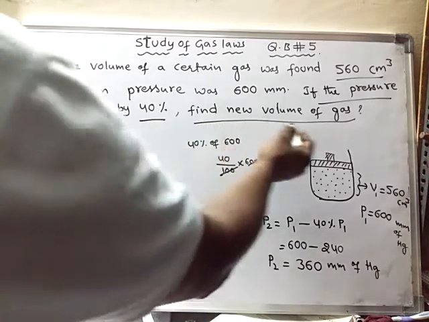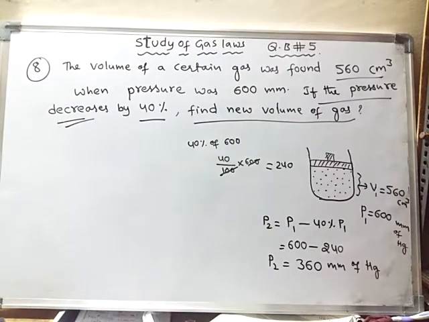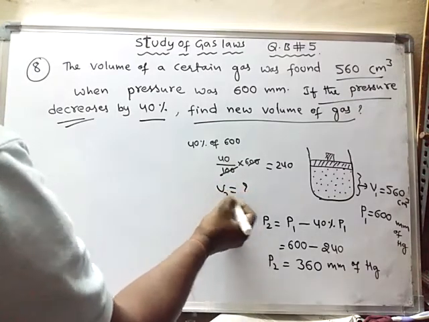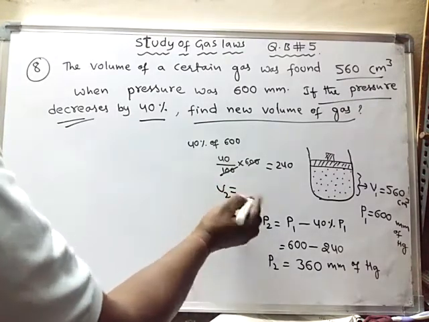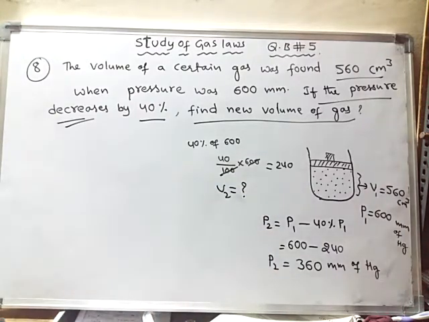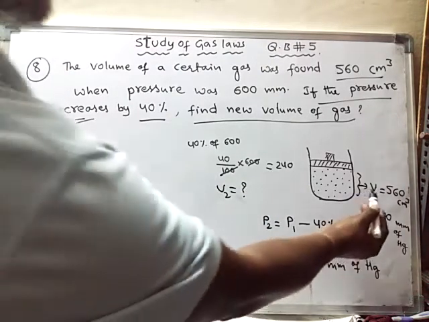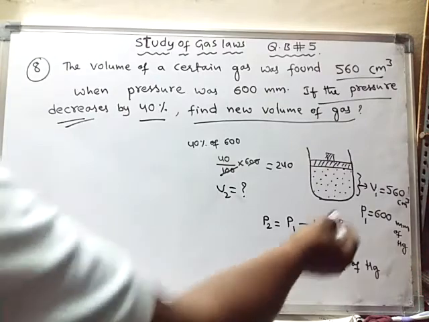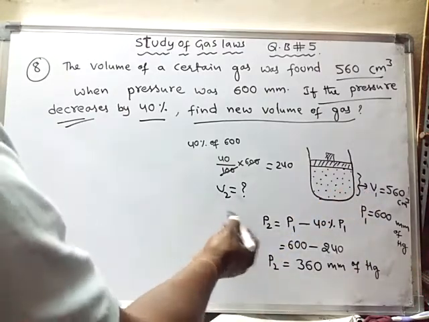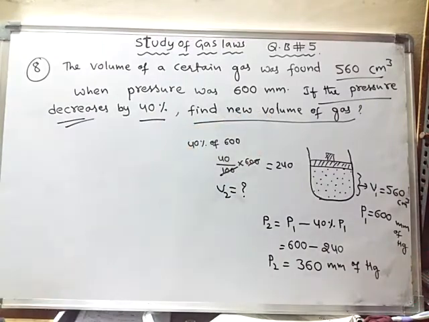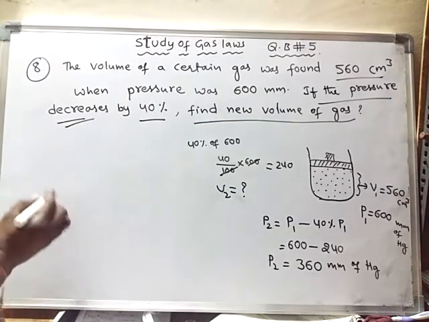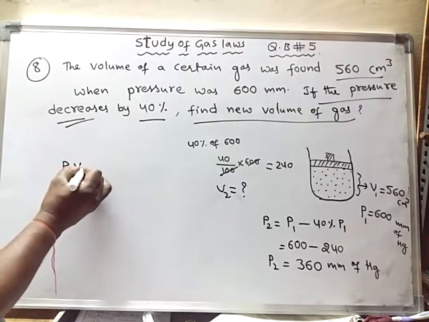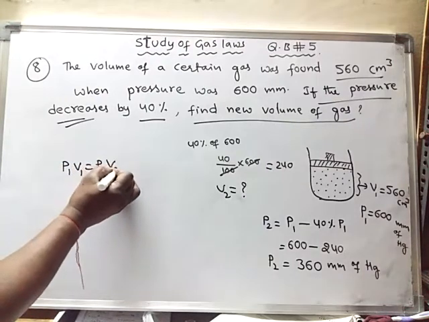Then find the new volume of the gas. Let us assume the new volume as V2, the final volume. So we have to calculate the new volume. When initial pressure, initial volume and final pressure are known, how to calculate the final volume? We have to take the help of Boyle's law equation. What is Boyle's law equation? P1 V1 is equal to P2 V2.